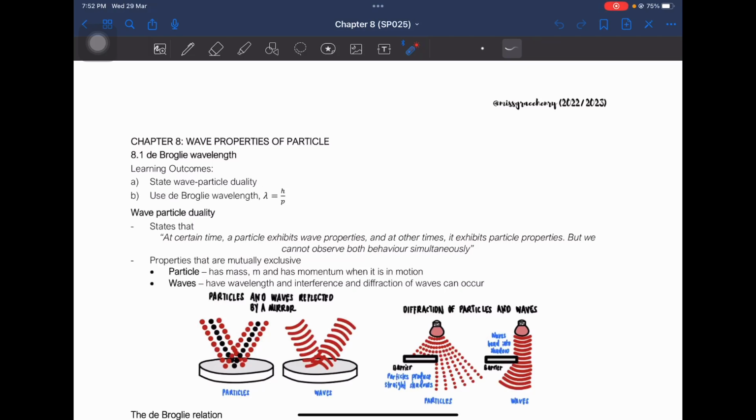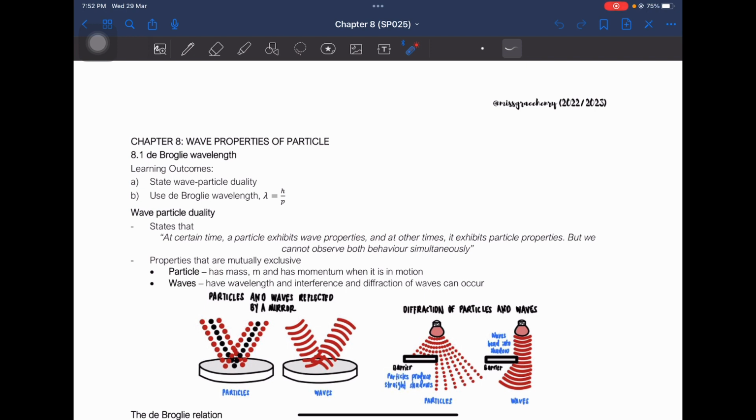Hello everybody, so today we will be learning chapter 8, which is on wave properties of particle. This is a very short chapter. There are only two subtopics, and the first one is on de Broglie wavelength. What do we need to know in this subtopic is basically we need to state what is wave particle duality and use the equation for de Broglie wavelength.